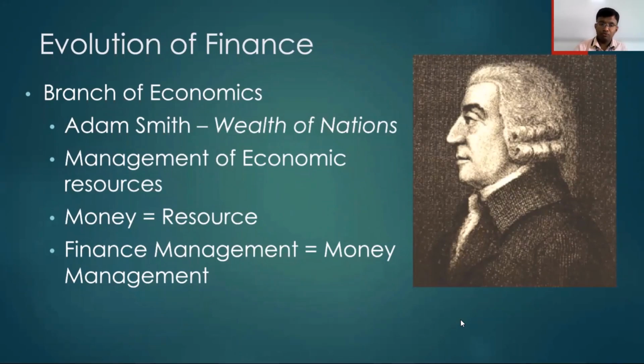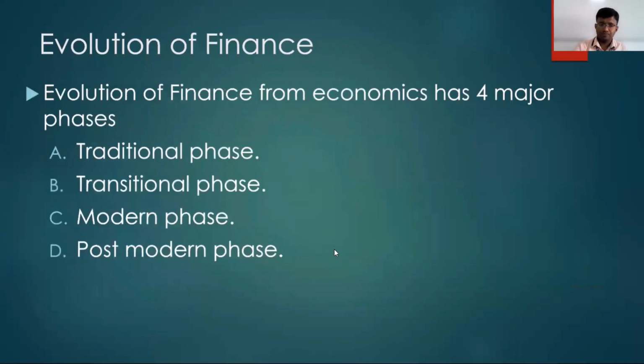Then moving further, when we talk about the evolution of finance from economics, there are four major phases that we deal with. One is the traditional phase, then you have the transitional phase, then the modern phase, and finally the postmodern phase. So there are four major paths to the evolution of finance from economics. Now let's deal with each of these phases one by one.